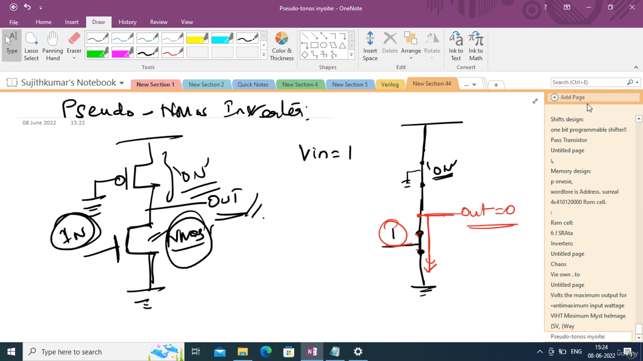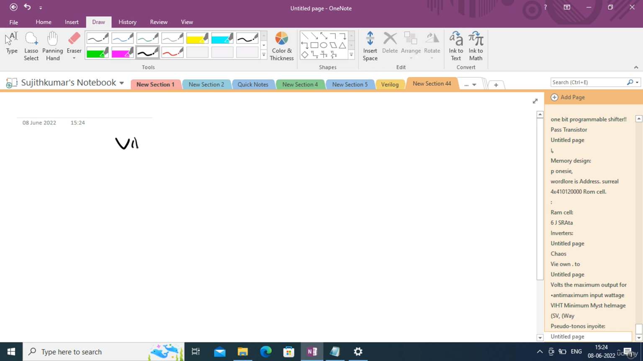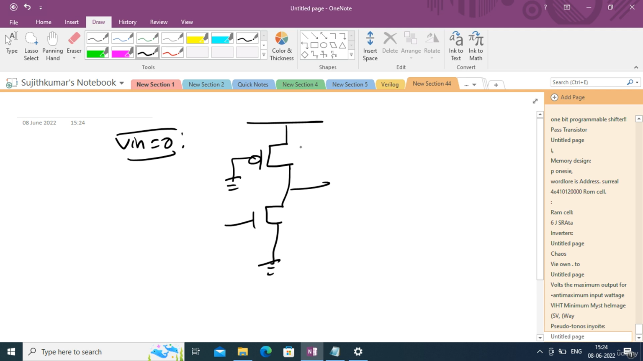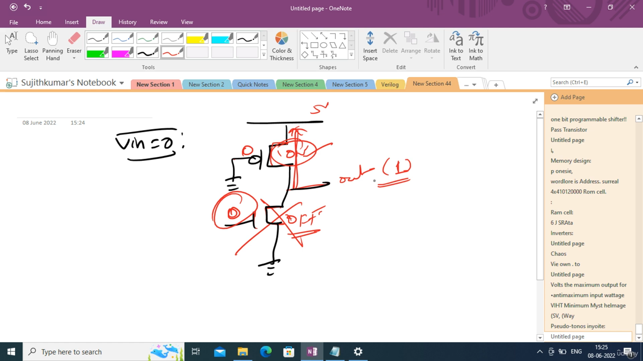If you are making Vin as 0, PMOS is grounded, so it is always on. If you are applying 0, NMOS is off. Sorry, this is PMOS. PMOS is always grounded, so it is always on. So NMOS is off when you apply 0 to it. So there is no connection here. This is off. So the output will be immediately pulled up to 5 volt, which means output is logic 1 when you apply 0. That's how inversion happens.